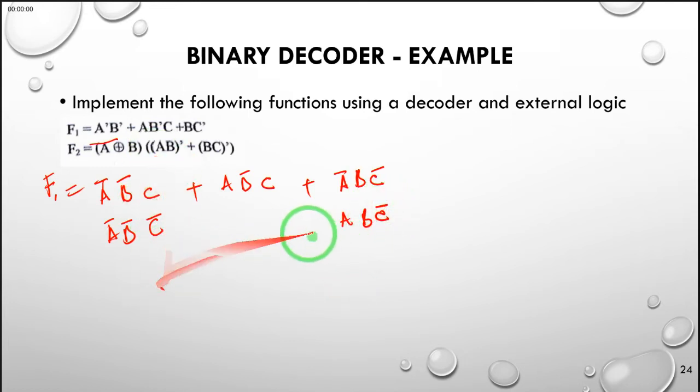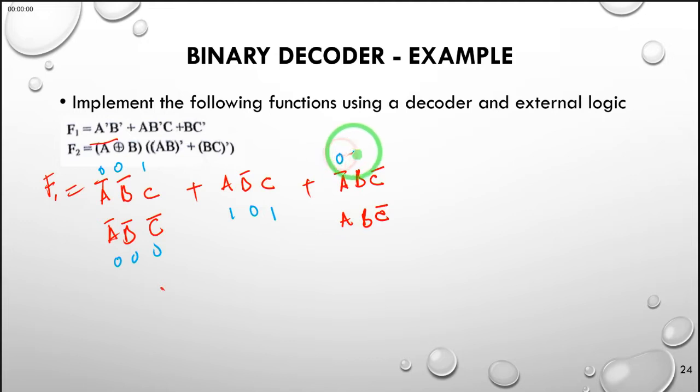Therefore we have 5 terms now, and we can now encode them in the usual way we do with sum of product terms, such that whenever you have a complemented variable, you term that as a 0, and any term that is uncomplemented, you give it as a 1. Therefore this will be 0, 0, 1. This is 0, 0, 0, 1, 0, 1, 0, 1, 0, and 1, 1, 0.